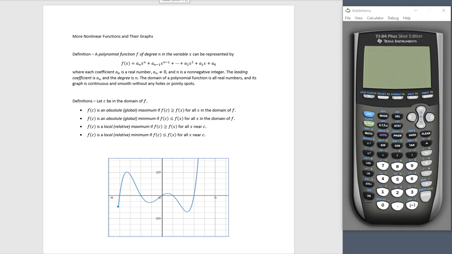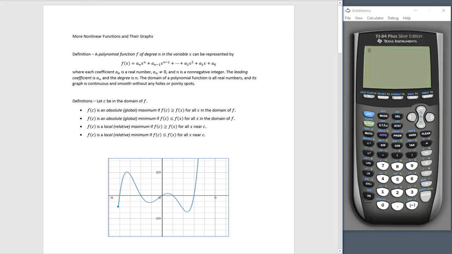Hello, and welcome to more nonlinear functions and their graphs. And really, this is all about polynomials. So let's take a look at a definition. A polynomial function of degree n in the variable x can be represented as such.